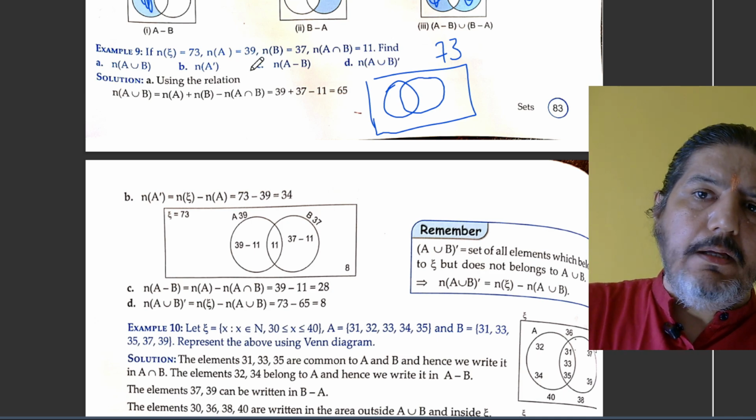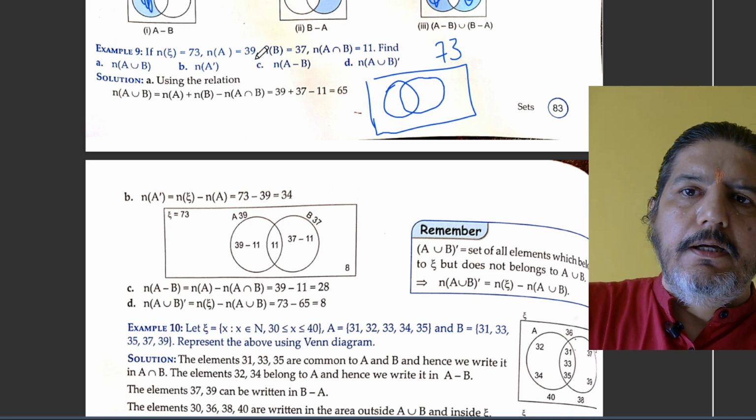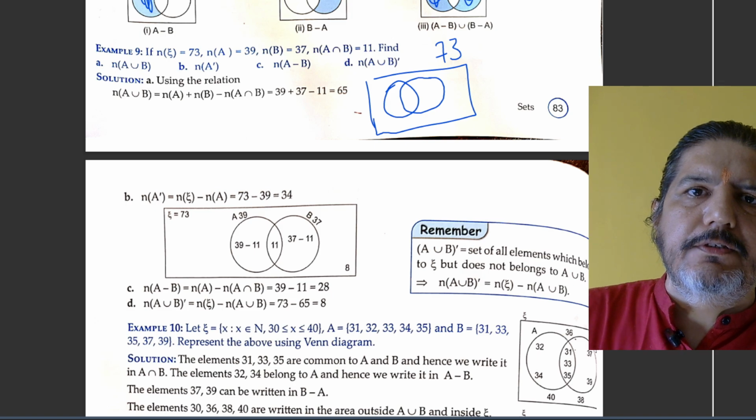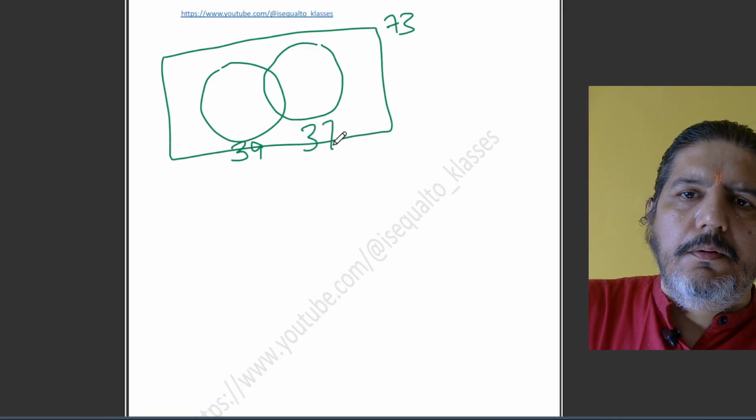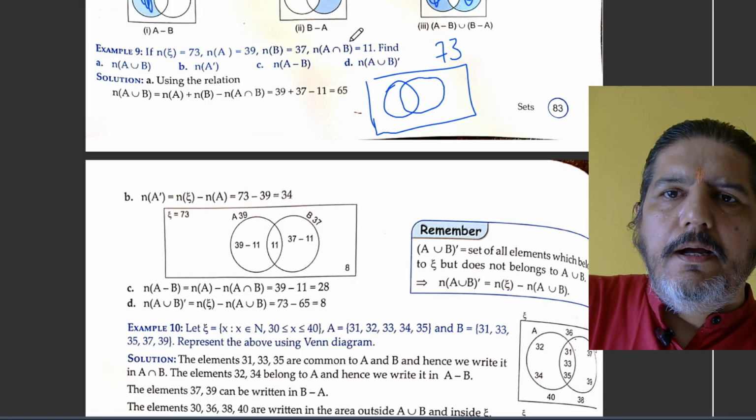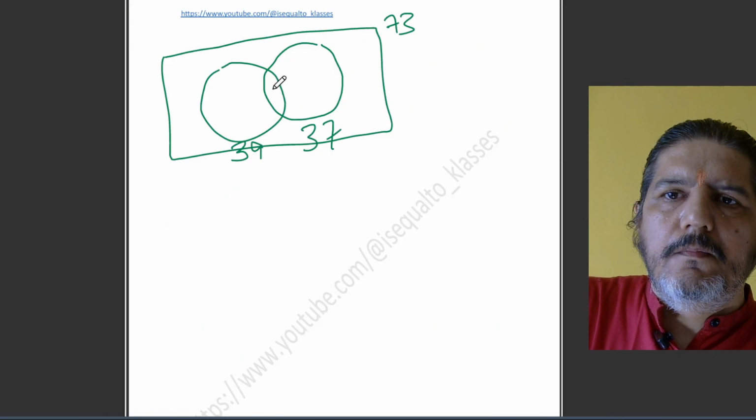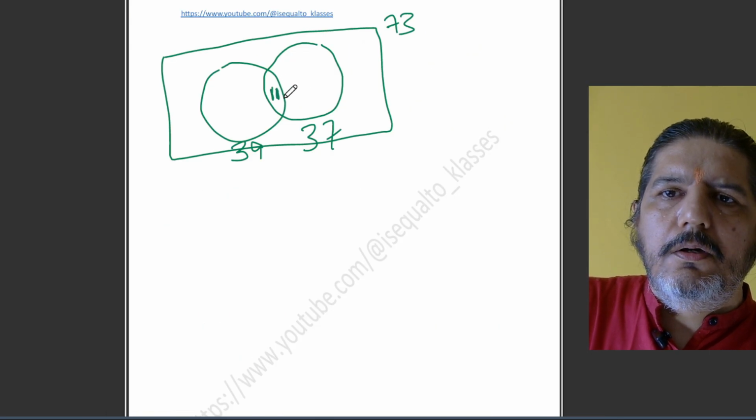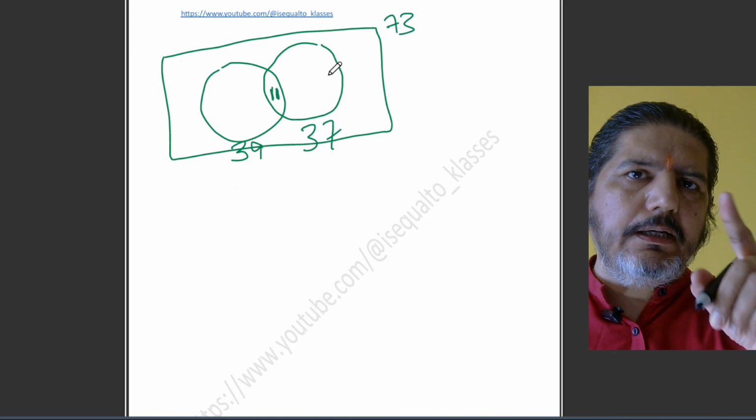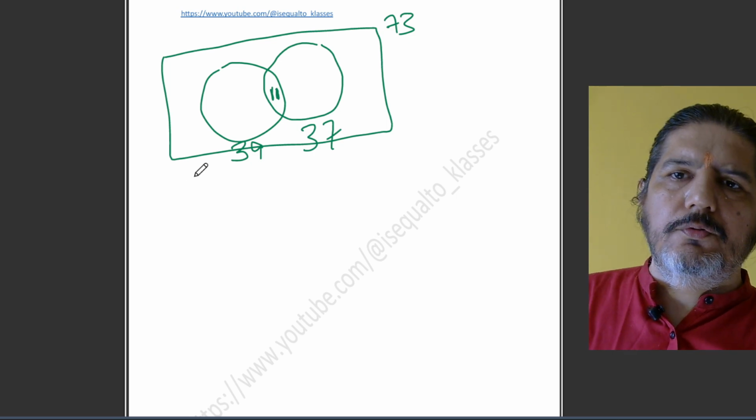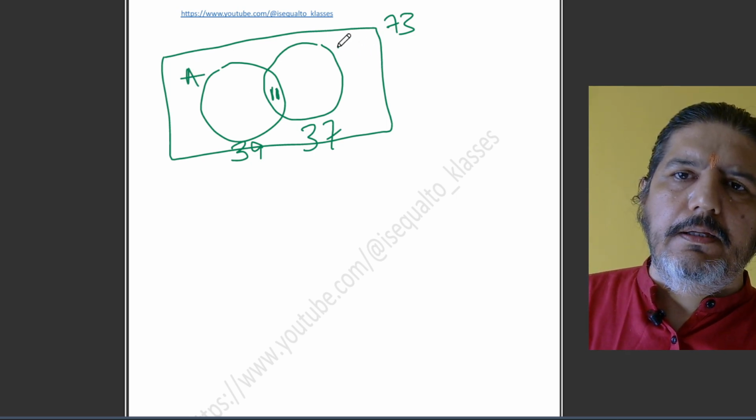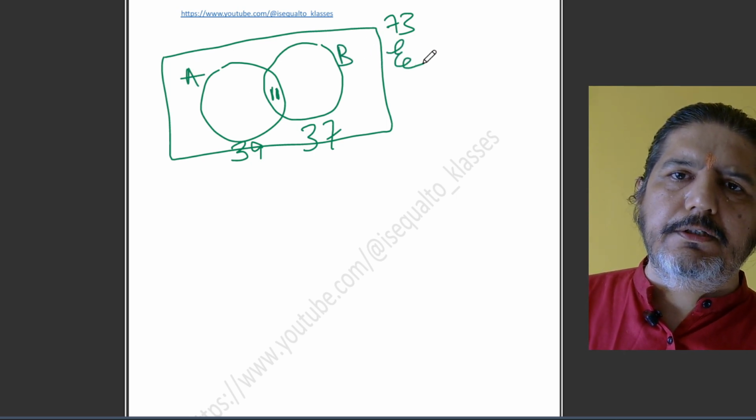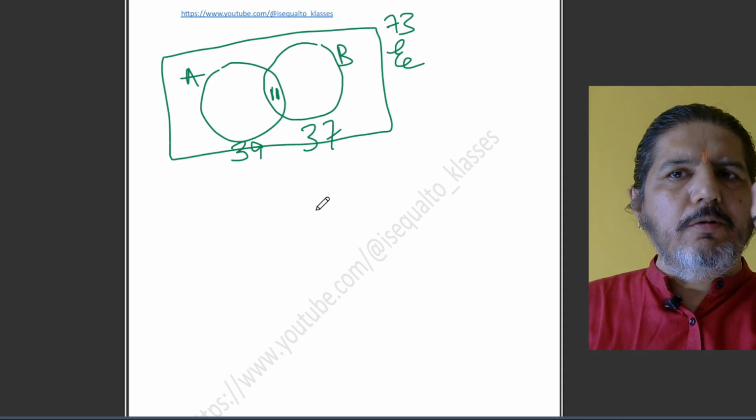A complement, B is 37, and A intersection B is 11. Now see, 11 are the common elements in A and B. So you will have to write the name of A, B, and the universal set. Now 11 are common between A and B.